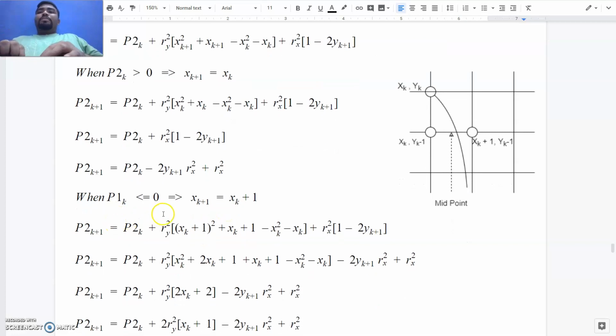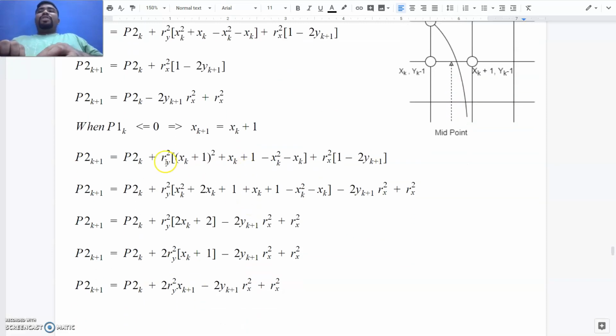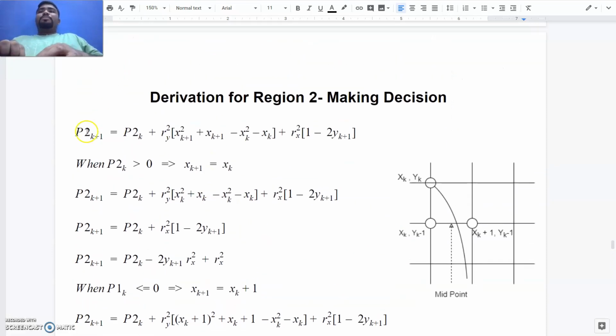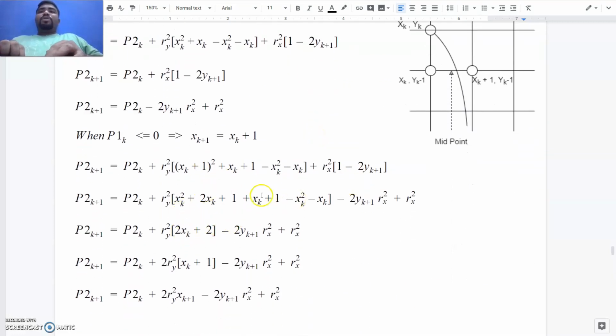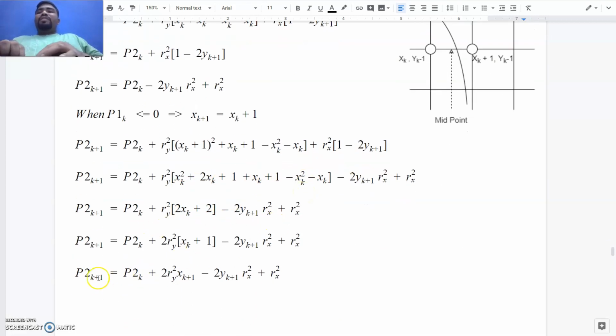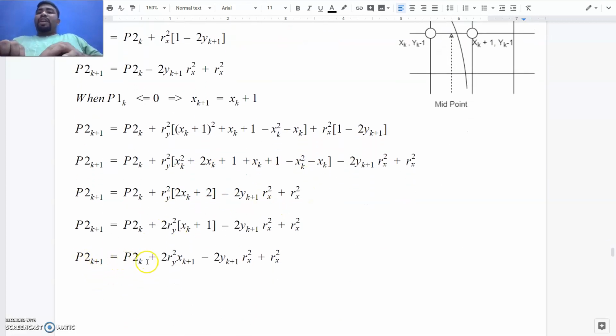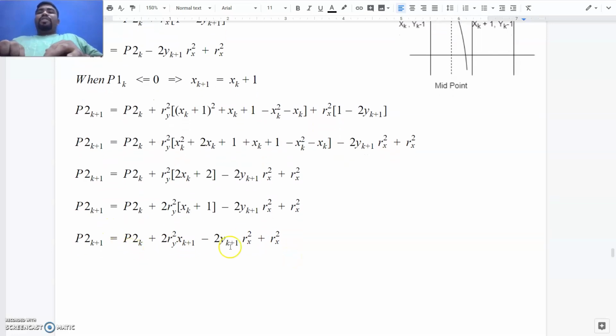Similarly, when I solve for the other part, wherein the point lies inside, it is less than or equal to 0. So that means the xk term has to be incremented. That means the arc is closer to the next pixel, so xk will be replaced by xk plus 1. So that is what we do. We replace xk by xk plus 1 in this particular equation. Once we do that, we try solving it. After solving it, most of the terms get eliminated again. Finally, what we are left with is p2k plus 1 equal to p2k plus 2 ry square x of k plus 1 minus 2y of k plus 1 rx square plus rx square. So this is what comes out of it.